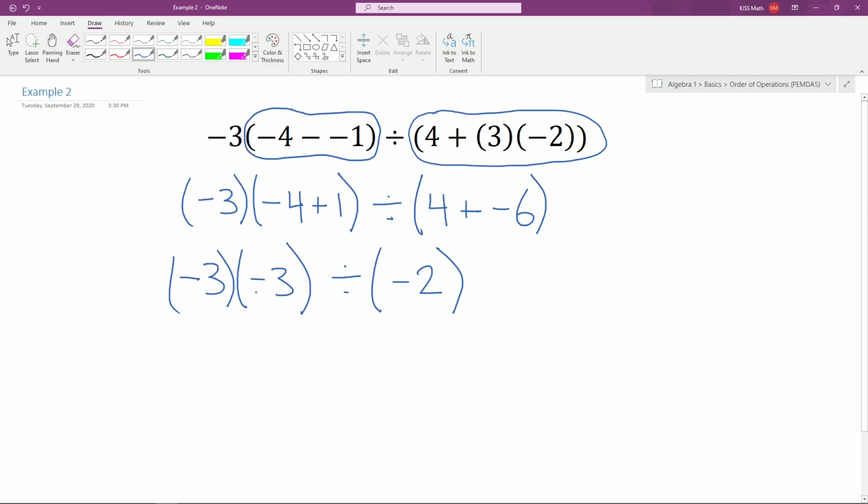So negative 3 times a negative 3 is 9. And we're going to divide by a negative 2. And if you punch that in the calculator, you would get negative 4.5. Or we can write that in fractional form, which we'll cover in the next section, as negative 9 over 2.